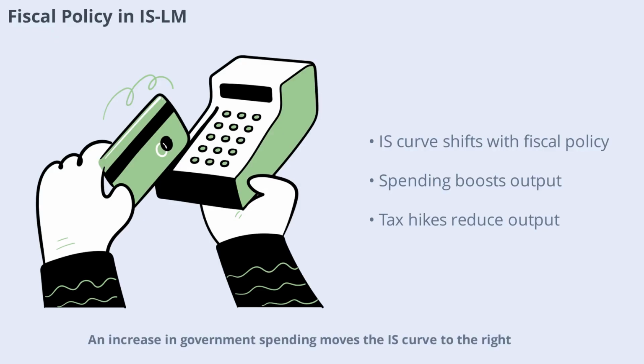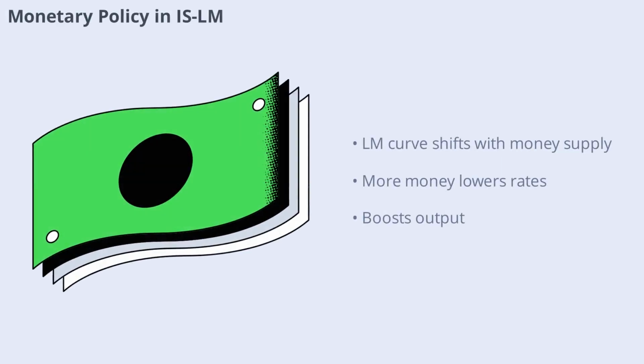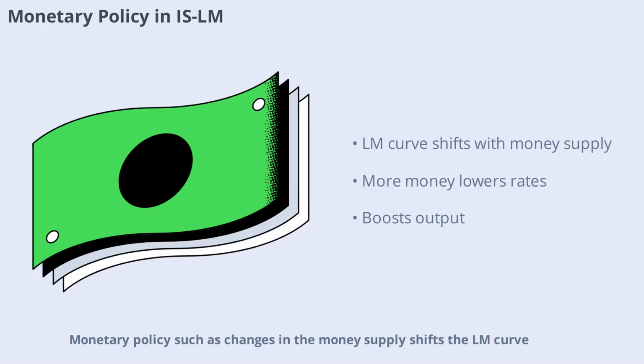An increase in government spending moves the IS curve to the right, raising output and interest rates. Conversely, higher taxes shift the IS curve left. The effectiveness of fiscal policy depends on the slope of the LM curve and the responsiveness of money demand to income and interest rates. Monetary policy, such as changes in the money supply, shifts the LM curve.